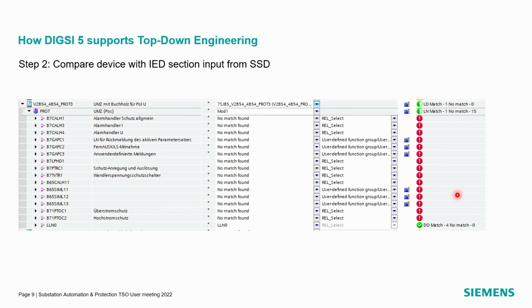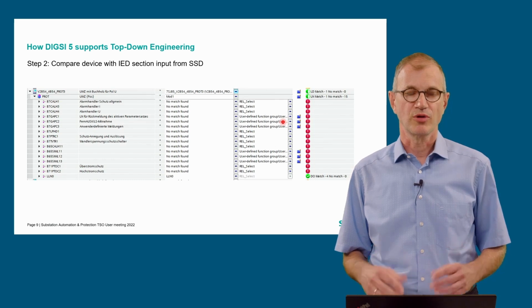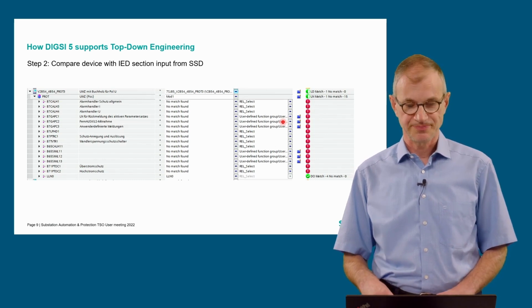So on the first step we could here create user-defined function groups. For example, GGIO or everything starting with S is functionality we usually create in a CFC that is user-defined. We distinguish here between the user-defined and the implemented functionality. Implemented functionality is, of course, the protection functionality, for example. Everything starting with P, the PTOC, the time overcurrent protection, for example.